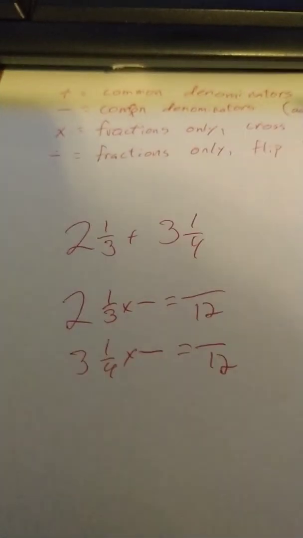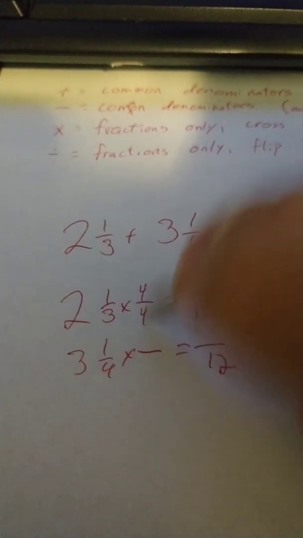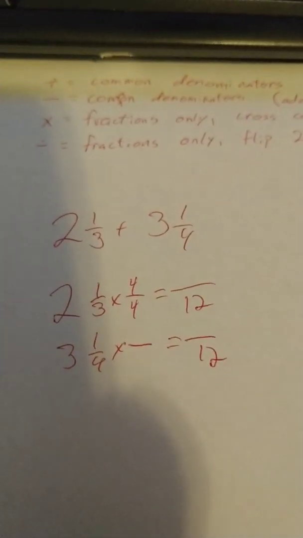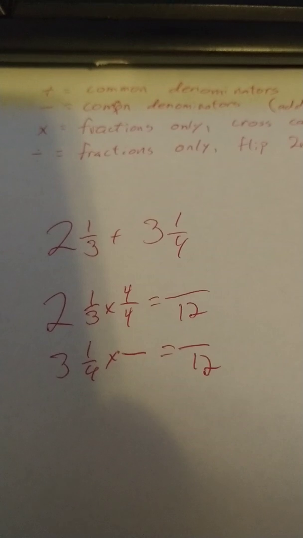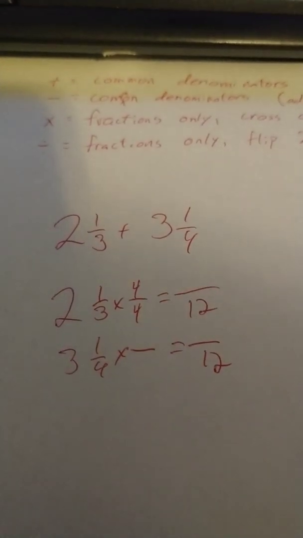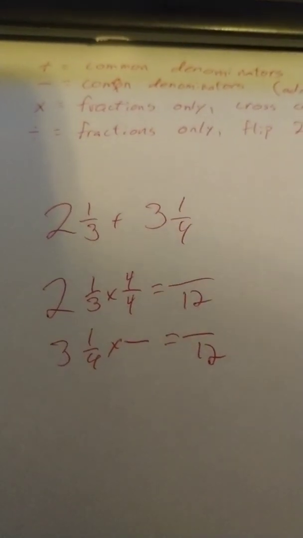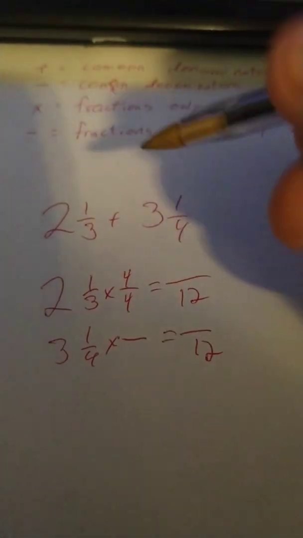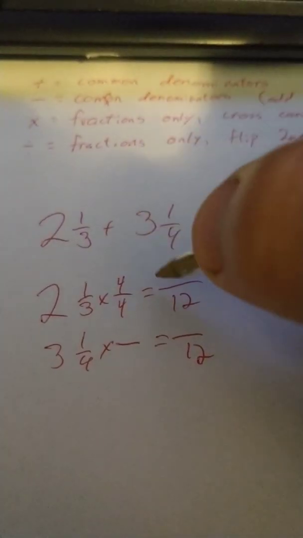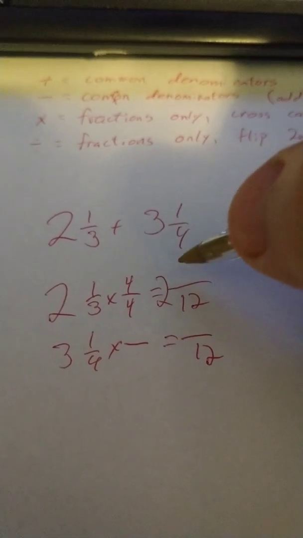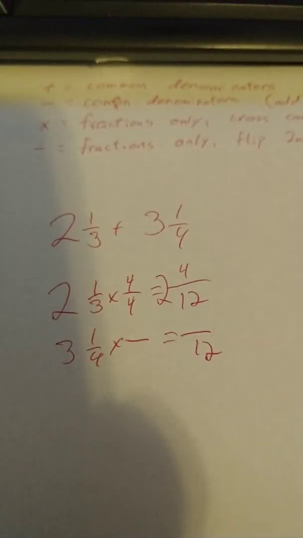3 times what gives me a 12? That is a 4. So the ugly one I'm using is a 4. Why am I using ugly ones? Because when we multiply by a 1, the number doesn't change its value. It will, however, look very different fraction-wise. This will turn into 2 4/12.